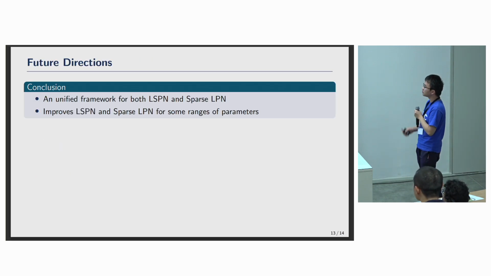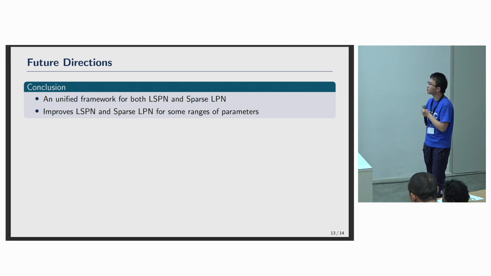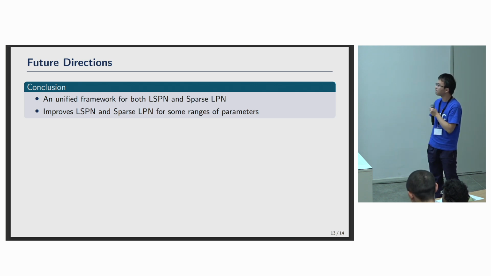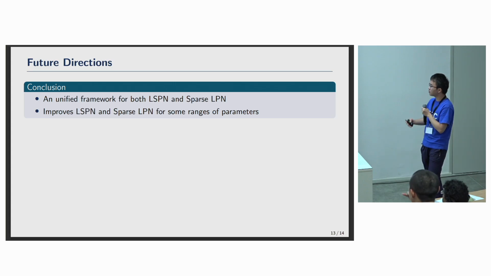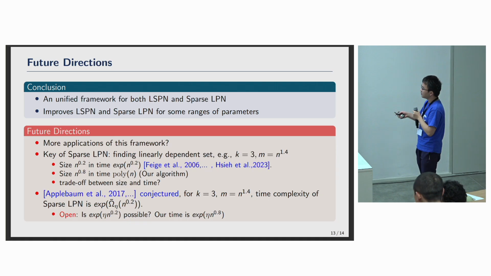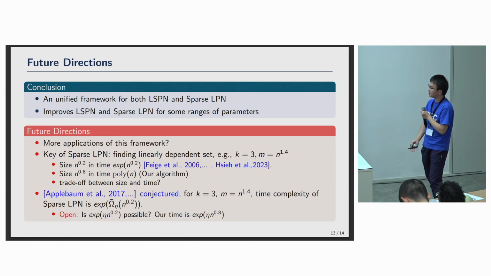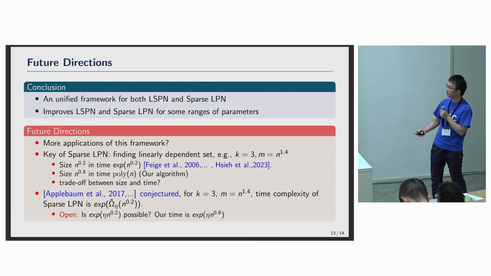Okay, to conclude, we provide a unified framework for both LSPN and sparse LPN, which improves both of the problems for some range of parameters. And there are many interesting future directions. The first is, can we find more applications of our framework?